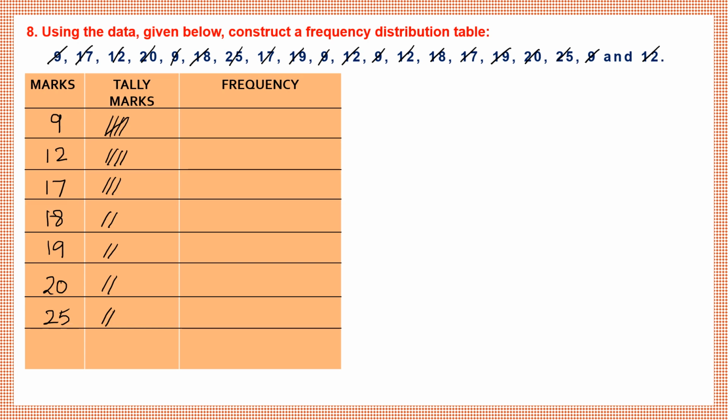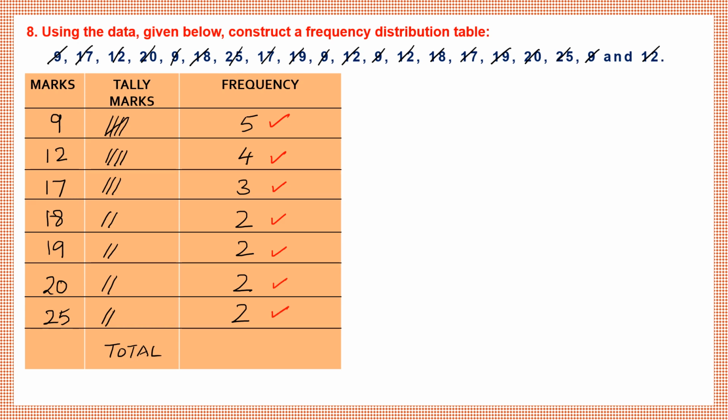Now let's write our frequency. How many times has 9 occurred? Looking at the bunch, we know 5 times. 12, 1, 2, 3, 4, 4 times. 17, 3, 18, 2, 19, 2, 20, 2, and 25 also 2. Now let's get our total here. So let's see. 5 plus 4 is 9. 9 plus 3 is 12. 12 plus 2 is 14. 14 plus 2 is 16. 16 plus 2 is 18.